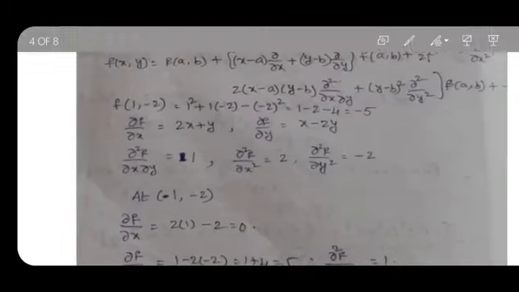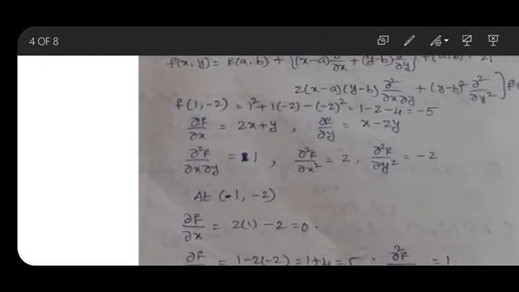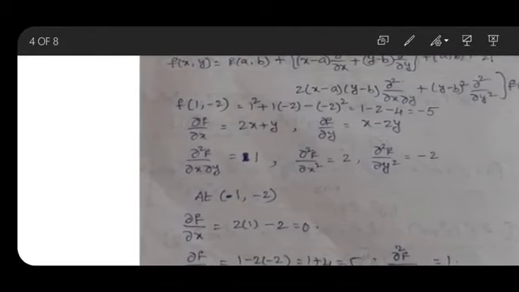So here we got the values: ∂f/∂x = 2x + y, ∂f/∂y = x − 2y, ∂²f/∂x∂y = 1, ∂²f/∂x² = 2, and ∂²f/∂y² = −2. Now we calculate at the point (1, −2). So here we substitute x = 1 and y = −2.